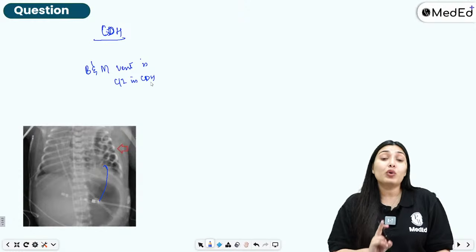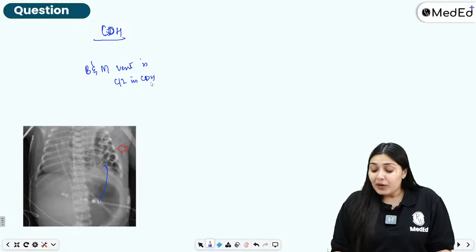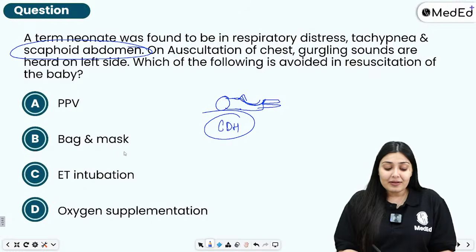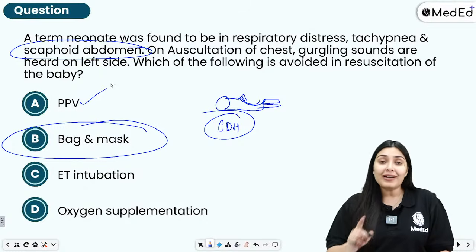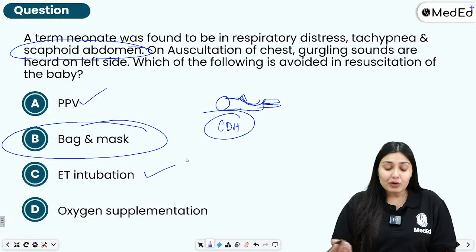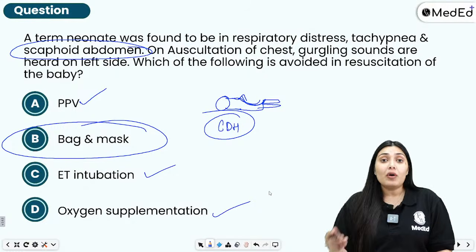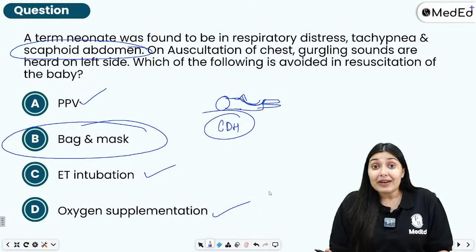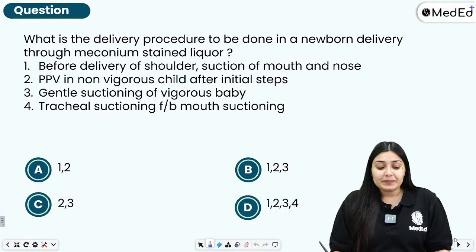If I want to give positive pressure ventilation, I have to intubate the child, right? So here the appropriate answer would be bag and mask, as the thing to avoid. PPV we can give, but through an endotracheal tube. Endotracheal intubation we can give, oxygen supplementation we can give. So what is avoided? Bag and mask ventilation is avoided. Moving to the next question.